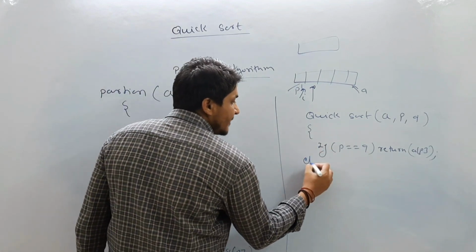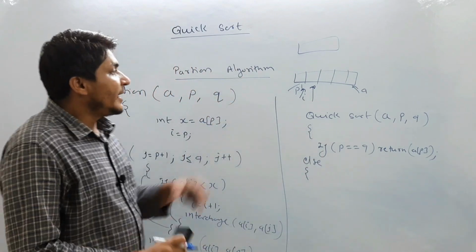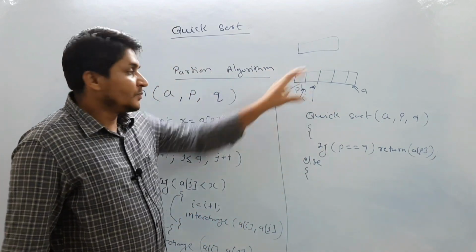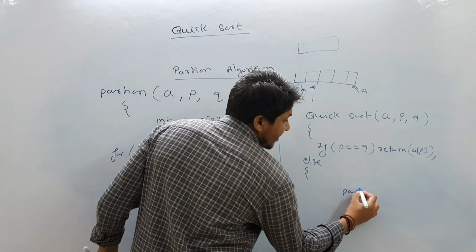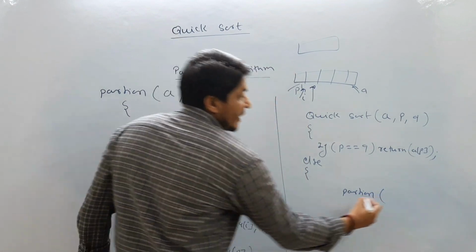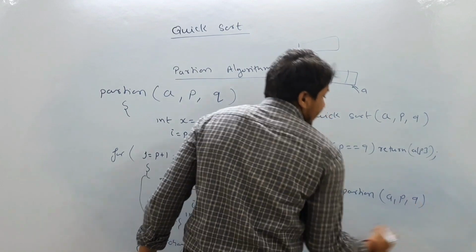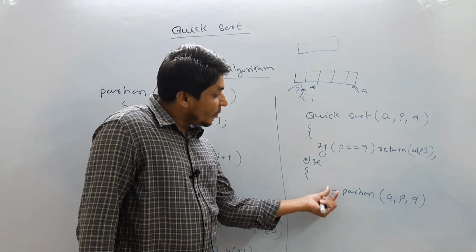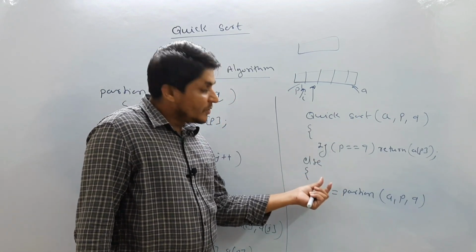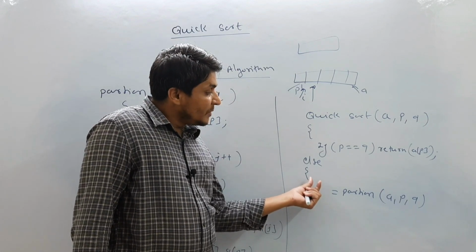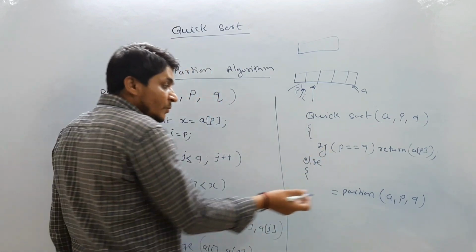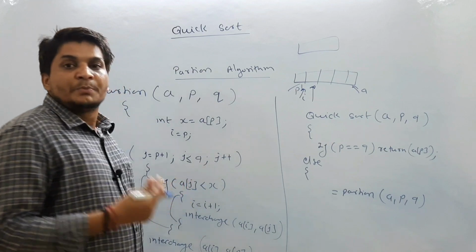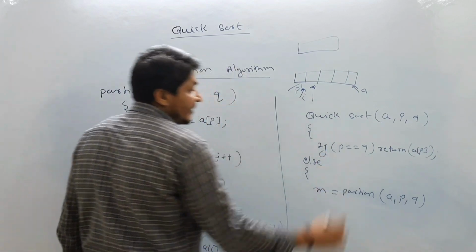Else, it means the array contains more than one element. Then we will apply the partition algorithm on the array, where P is the starting index and Q is the last index. After partition, the pivot element will reach its correct position, so we can return the value of I. This partition algorithm returns the correct position of the pivot element. Let us store it into the variable m.